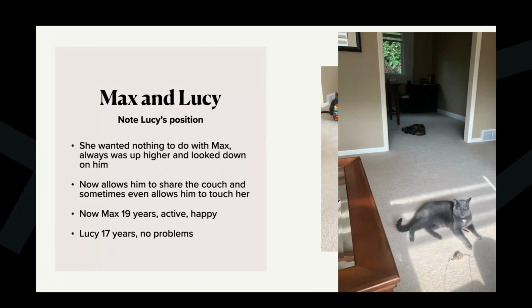So there's Lucy doing that thing in the background. I don't know how well you can see that, but she's doing that thing where she has her head down and her butt kind of up. And she always wanted nothing to do with Max, was always up higher and looked down on him, really didn't like him. But now they've both had the remedies that are best for them. She allows him to share the couch and sometimes even allows him to touch her. Oh, I'm sorry, I wrote this when Max was 19. He has turned 20 since. He's active and happy, and Lucy is 17 with no problems.